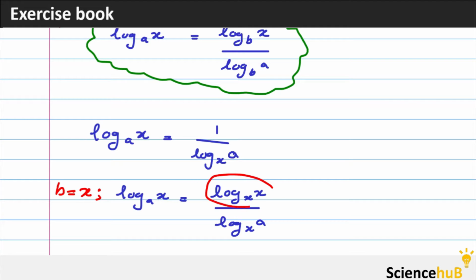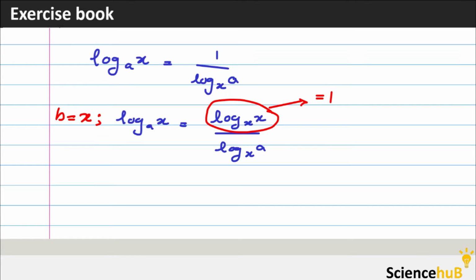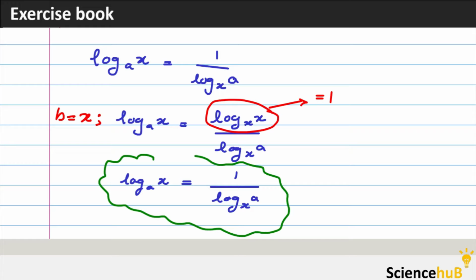Now what is the value of this? As I have mentioned in the first video, this will be equal to 1. So the answer is now 1 upon log_x a, which will be equal to log_a x. This is what needed to be proved.